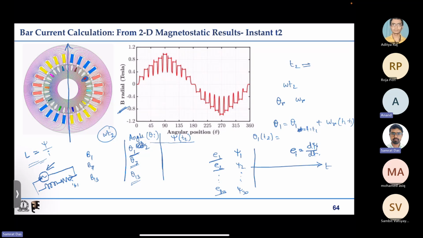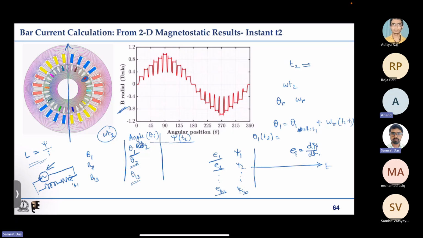Sorry, is it rotor or stator? Is it rotor flux direction or stator flux direction? Currently, what I am showing is only stator flux. The rotor is not excited in this case. Normally, in earlier cases also, whenever we have seen all the cases, it was with respect to the stator excited only.